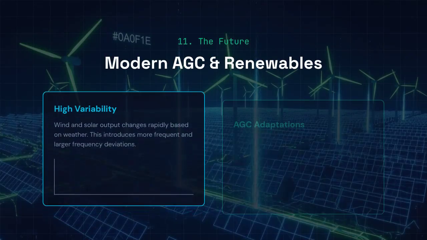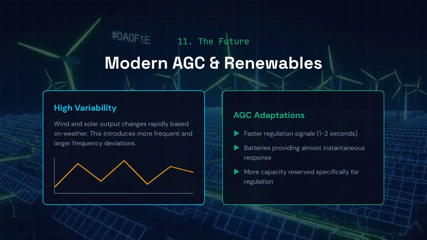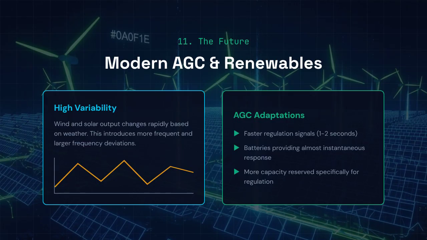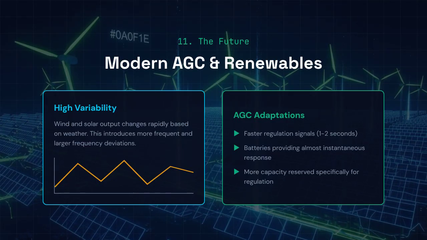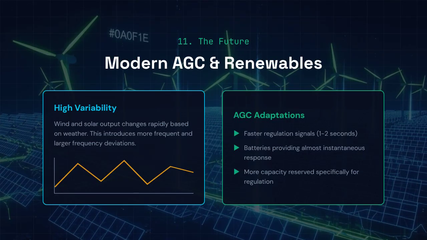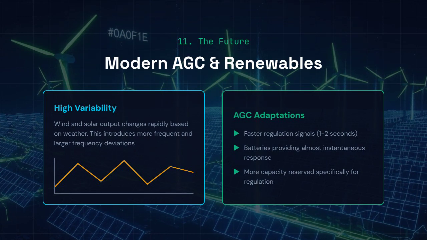Wind turbines and solar panels introduce new challenges. Their output fluctuates with weather, creating faster and larger frequency deviations than traditional loads. Modern AGC systems must respond faster, with greater regulation capacity, and often use energy storage systems to provide sub-second response that conventional generators cannot match.